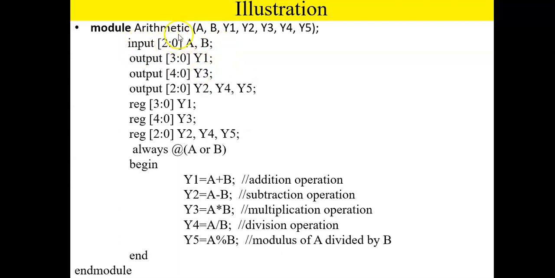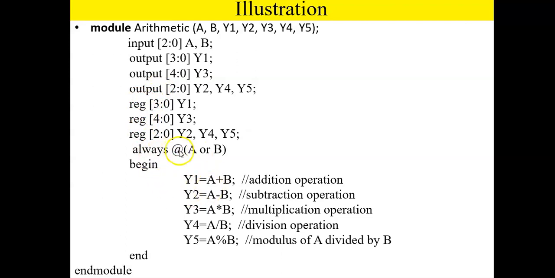That means it is a 3-bit vector. A and B are vectors. Similarly, outputs are 4-bit. Y1 is a 4-bit vector, Y5 is a 5-bit vector, and the remaining three are 3-bit vectors. And as the outputs store the value, they are defined as reg.